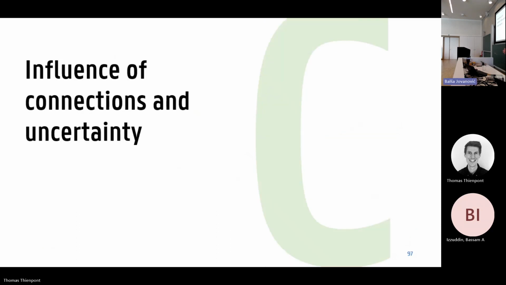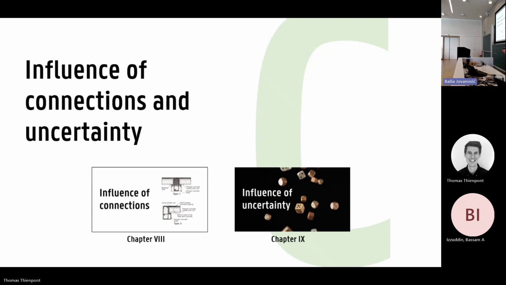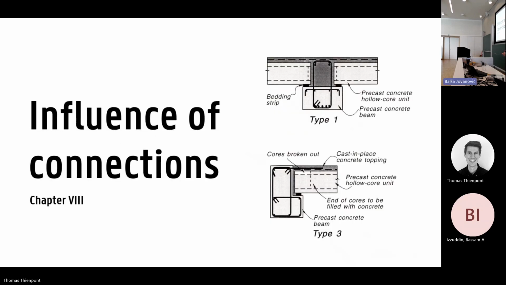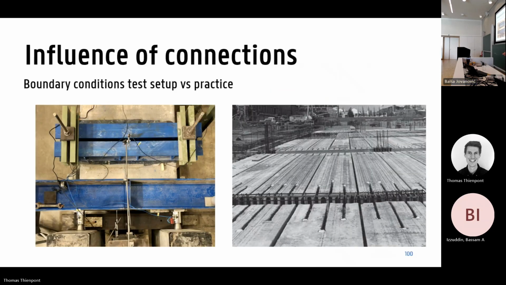And that brings me to the last part, which is part C. And in part C, we did two additional investigations, building on what we learned in part A or B. In chapter 8, we investigated the influence of connections, and in chapter 9, we investigated the influence of uncertainty. So first of all, influence of connections.